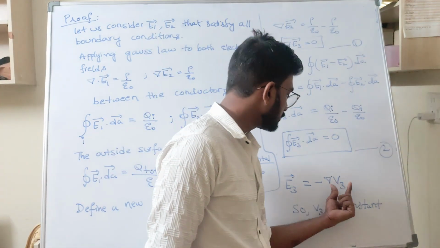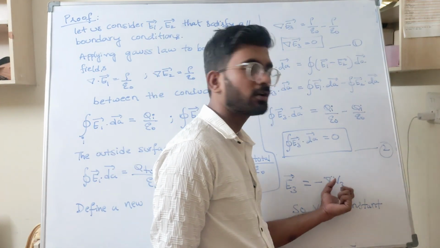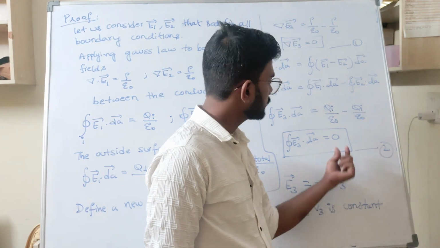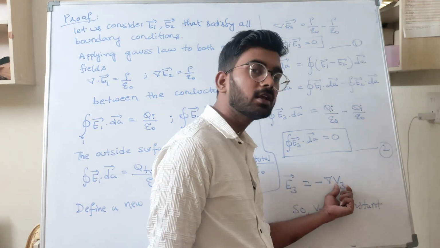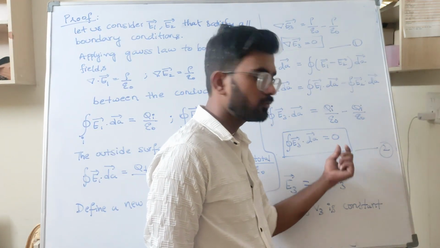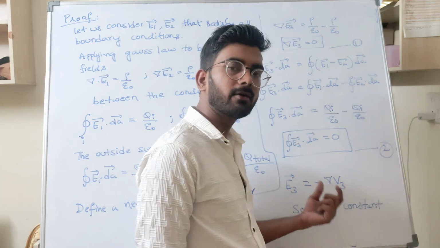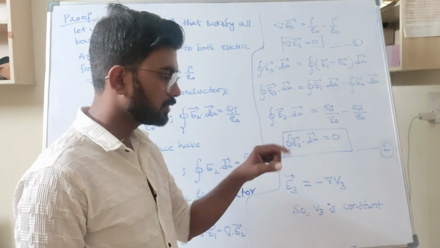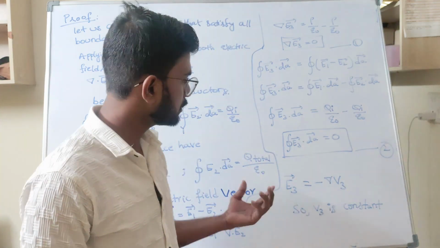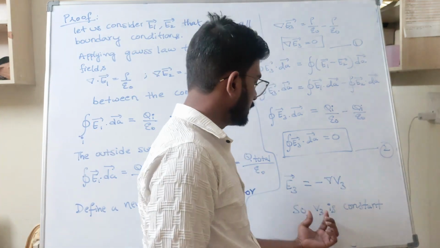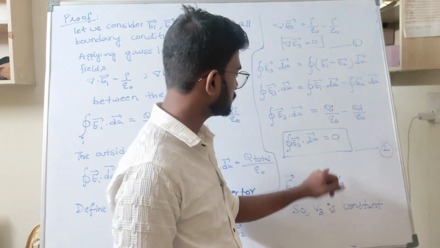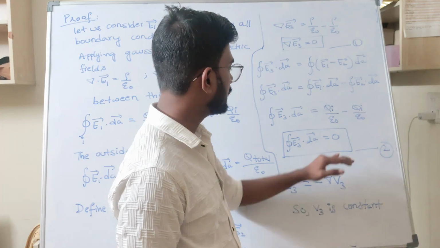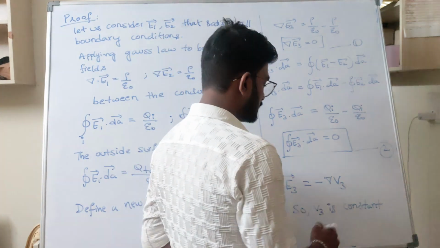So for what value will I get 0? So minus del V3: what value do I have to substitute here so that I can get E3 as 0? A constant value, because if you substitute any constant, you will get 0. So V3 is constant.